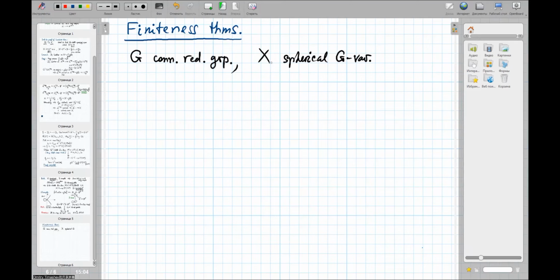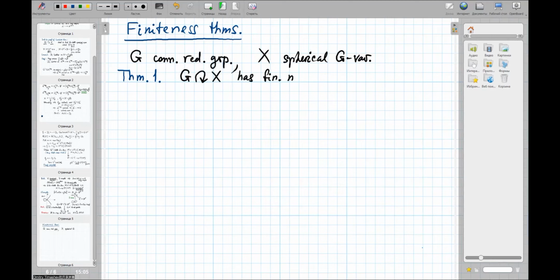Now, the theorem which I'm going to prove, well, it is the first theorem, but I am not sure that I will have time to come to the second theorem in this lecture. But anyway, let me call it theorem 1. If you are given a spherical G variety, then G always has finitely many orbits on it. So the action of G on a spherical variety always has finitely many orbits.